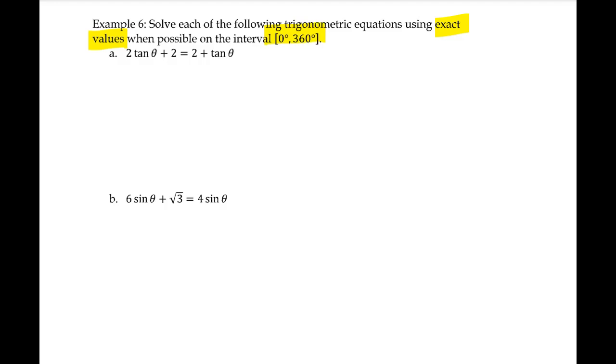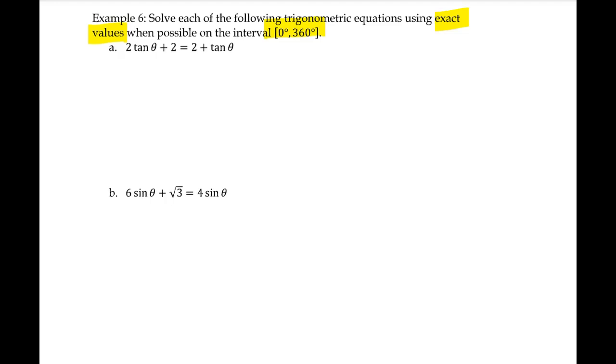If you ever need to double check, just always go back to the question and say, what were my restrictions on what numbers I can put for theta? What units were they given in? Because that tells you the units that you're supposed to answer in also. So pause the video, give these two a shot.